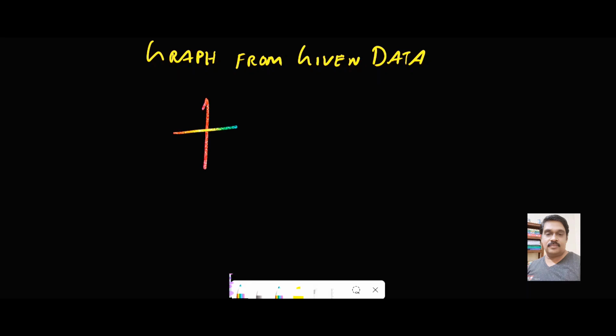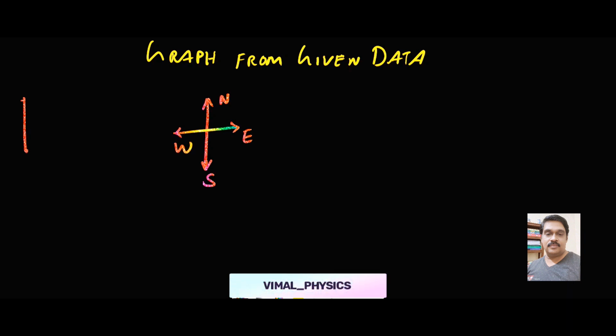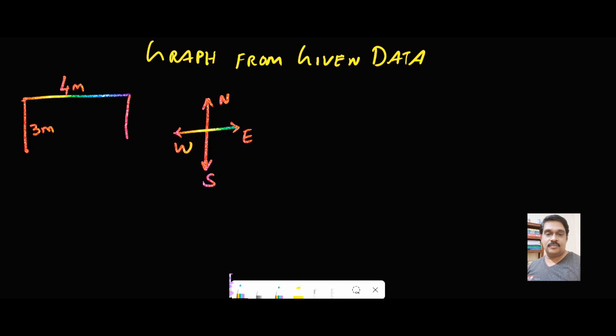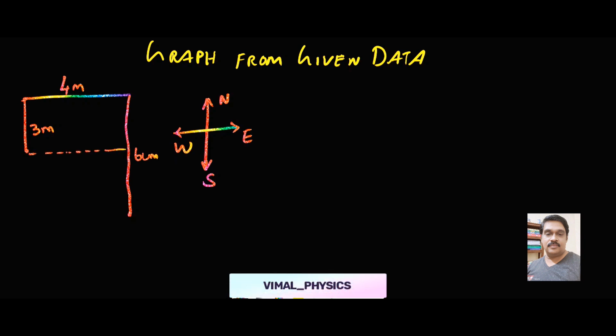So, Ravi was asked by his mother to purchase three things. In this problem, we have to be careful with the direction. First, I am plotting the directions north, south, east, and west. He moves 3 meters towards north to purchase the notebook, then 4 meters towards east to purchase 1 kg of sugar, and finally 6 meters towards south to purchase a water bottle. So this was his actual path taken.